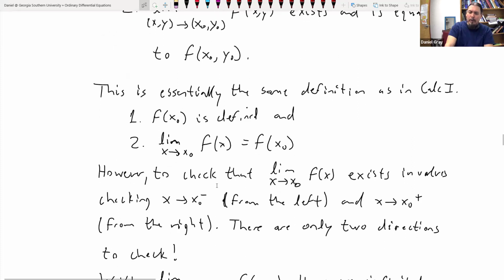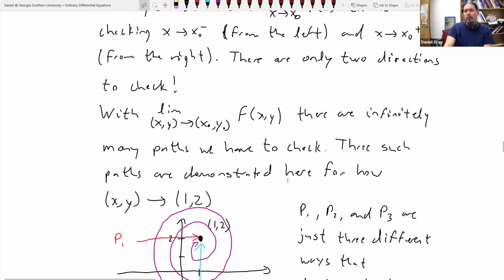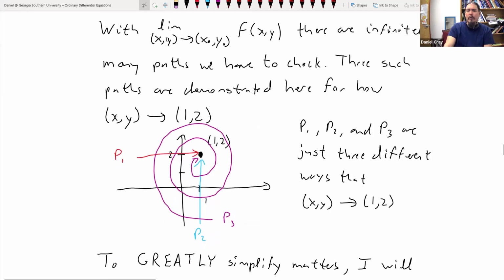However, it's pretty much trivial to check this limit as x goes to x0 of f of x exists back in Calc 1, right? You just check the limit from the left, and then you check the limit from the right, and you make sure that you get the same number, and then the limit exists. With functions of multiple variables, though, it gets a lot trickier, right? So here are just 3 different ways that x and y can approach 1, 2. Our path P1, the red path, we're approaching from the left, so here y is always 2, and then x is slowly increasing to 1.